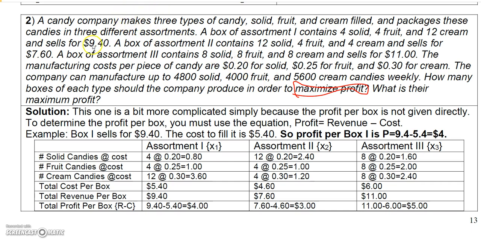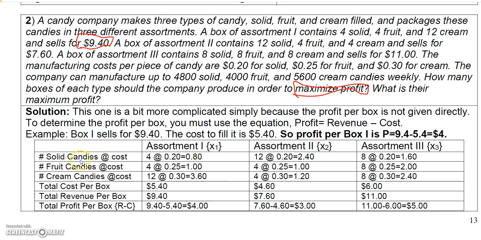For instance, in box 1, you know each box 1 sells for $9.40, so that's the revenue. But remember, profit is revenue minus cost. So if I can figure out what it costs to stock this box, remember in this box I have 4 solid candies, 4 fruit candies, and 12 cream candies. So let's look at what it costs me to stock a box of assortment 1 candies.